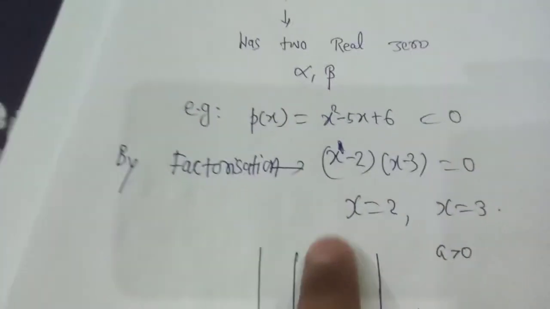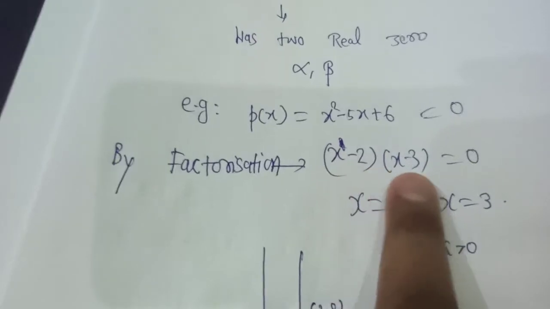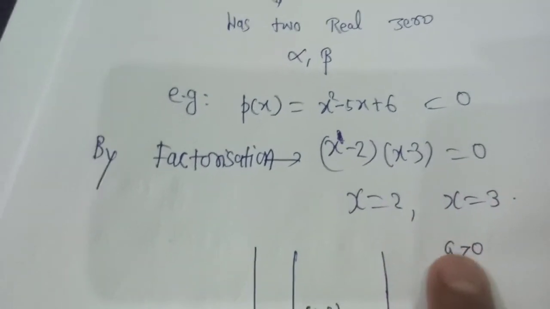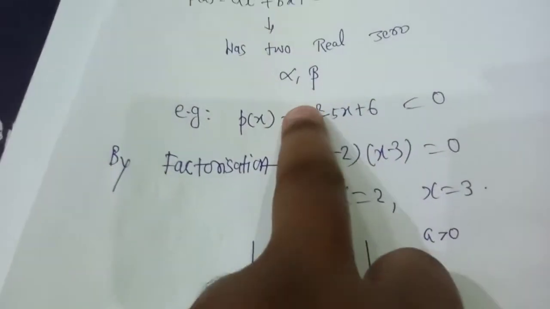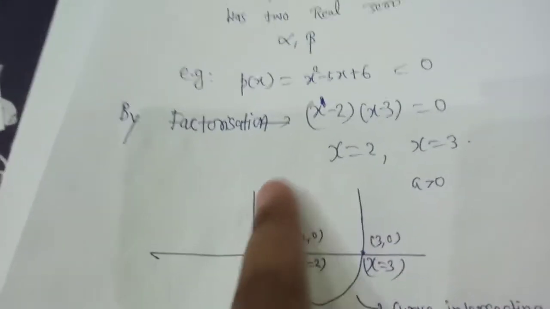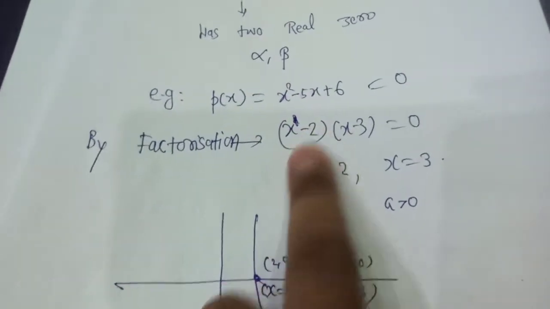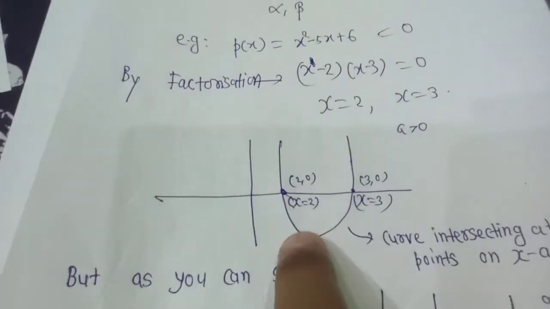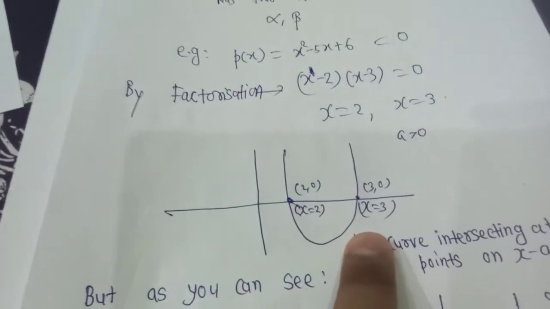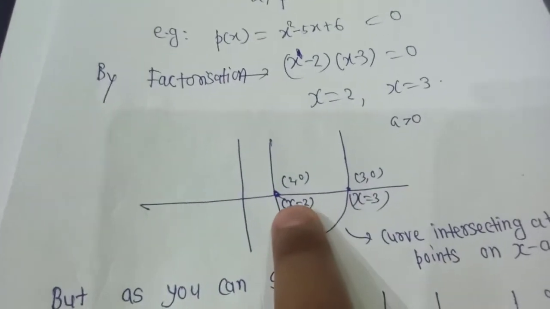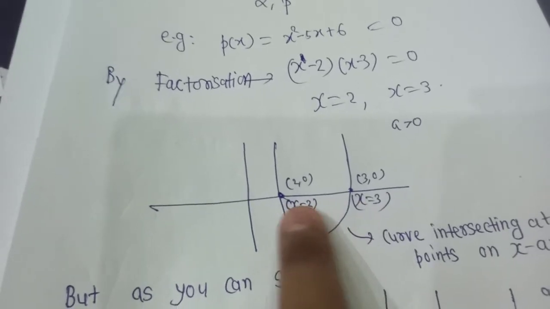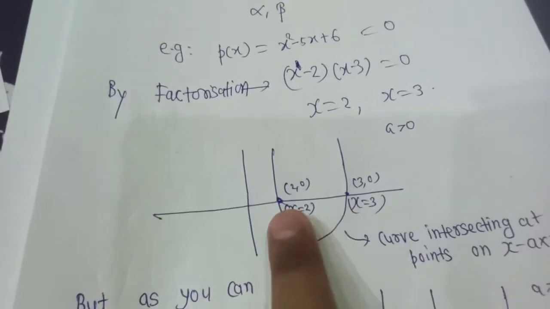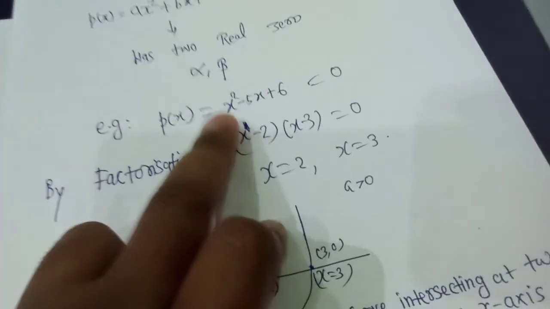For example, we can see here that for the polynomial x square minus 5x plus 6 equals 0, by factorization we get x minus 2 into x minus 3 equals 0, and x equals 2 and x equals 3. Here a is 1, so a is greater than 0, so we will get this graph. You can see clearly that it is intersecting at 2 points, at x equals 2 and x equals 3. Therefore the zeros of this quadratic equation are 2 and 3.